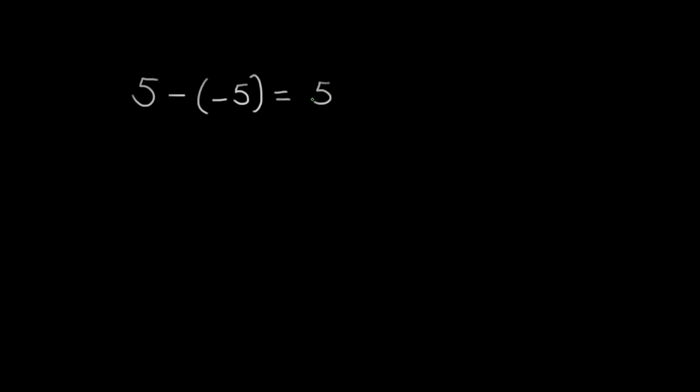Now let's do 5 minus negative 5. That's the same thing as 5 plus 5, which equals 10. This means that a negative sign and a negative sign combine to make a positive sign. Like we said before, if the two signs are different, you're going to end up with a negative sign, and if the two signs are the same, you're going to end up with a positive sign.